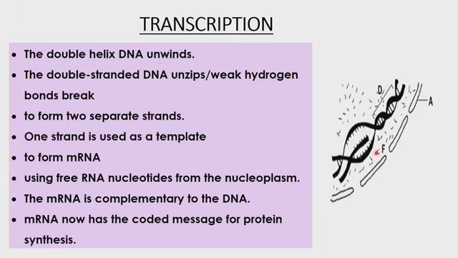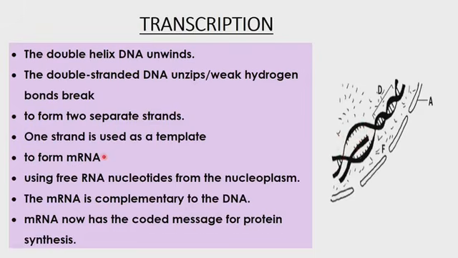So between those 2 halves, you will have hydrogen bonds in the middle, and that will form our 2 separate strands. One strand is going to act as the template, so that will be our bottom, actually the top one in this example, because those little nitrogen spaces are pointing upwards, and an mRNA strand will form.